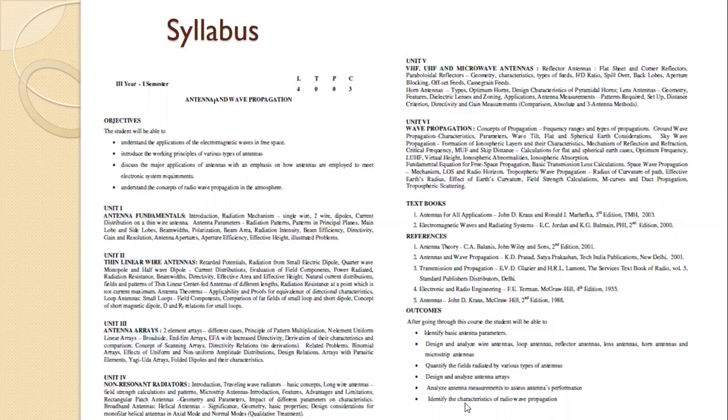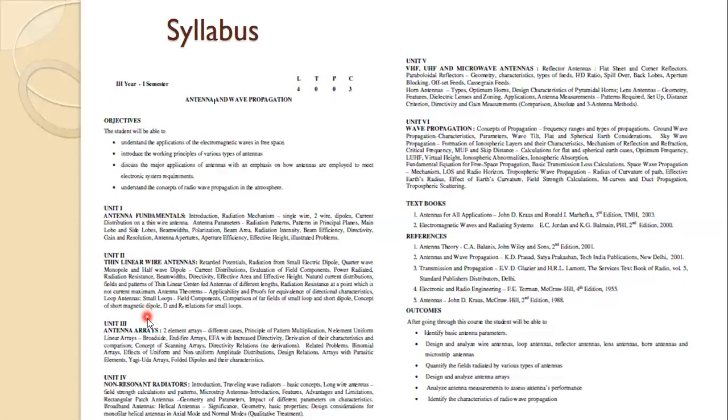Then we study about VHF and UHF antennas. In VHF and UHF antennas, we have parabolic reflectors, horn antennas, and we have lens antennas. Then sixth unit, we are going to study about wave propagation. So when the electromagnetic fields radiate from space to ground or from ground to space, they are influenced by different layers of the atmosphere. How these layers will affect their performance, all these things we are going to study in sixth unit.